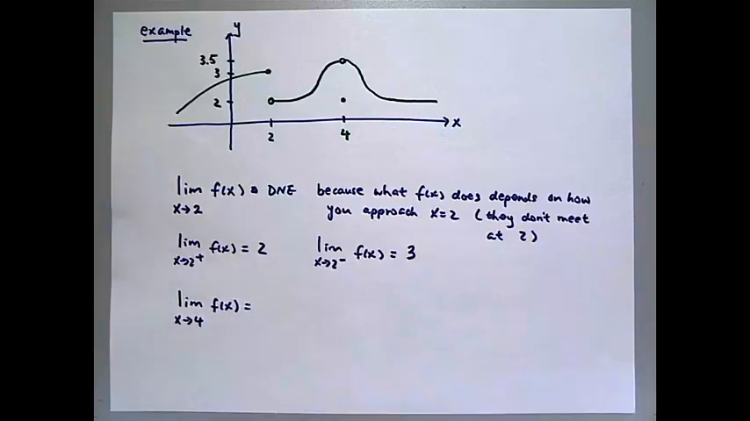What about the limit as x approaches 4? 3.5, 2? Why not 2? I can't be at 4. When I get exactly equal to 4, I get a 2. So why is the limit not 2?